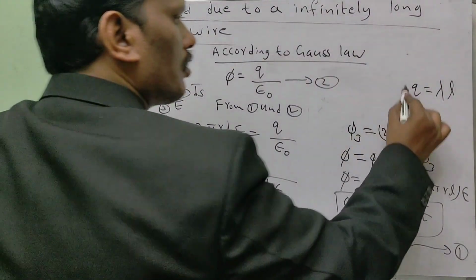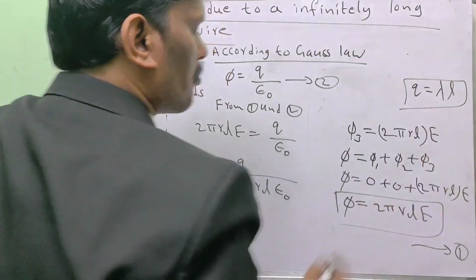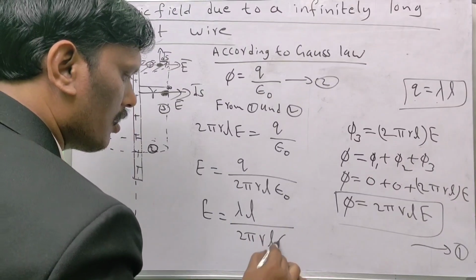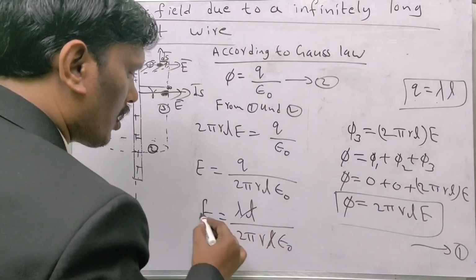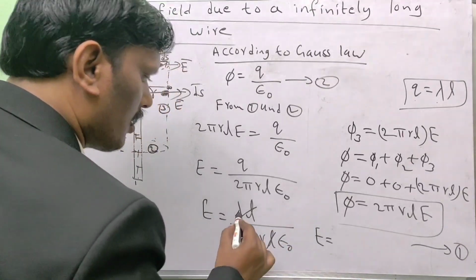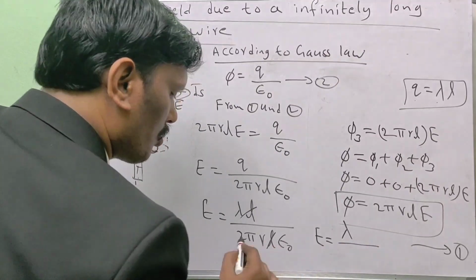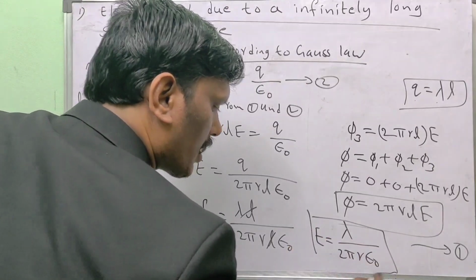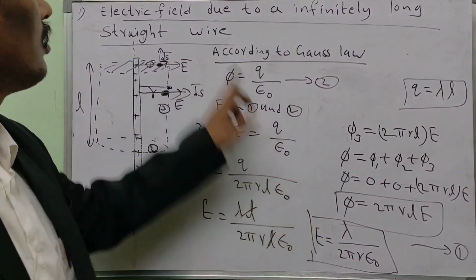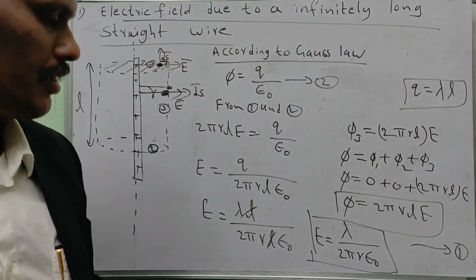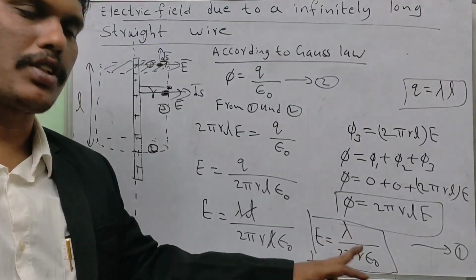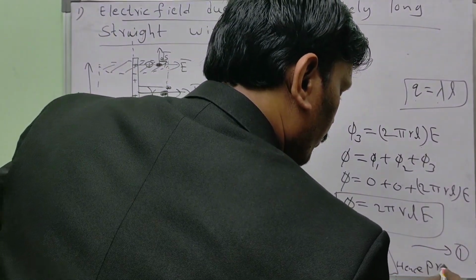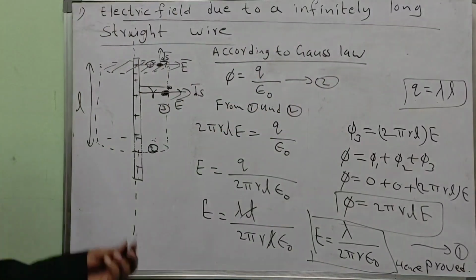What is Q? Lambda into L. Lambda L by 2 pi r L epsilon naught. L cancels out. Then what am I going to get? E is equal to finally lambda upon 2 pi r epsilon naught. This is the final result we require. This is the electric field due to an infinitely long straight wire. E is equal to lambda by 2 pi r epsilon naught. Hence proved. That's all. Note down, students.